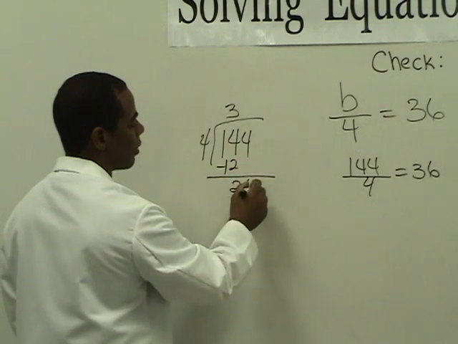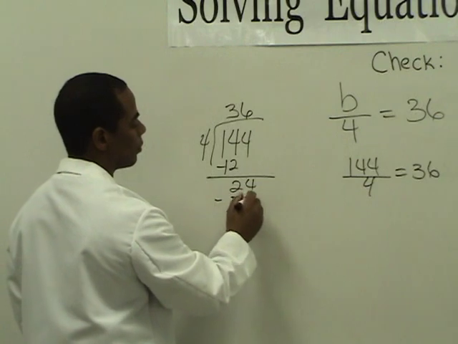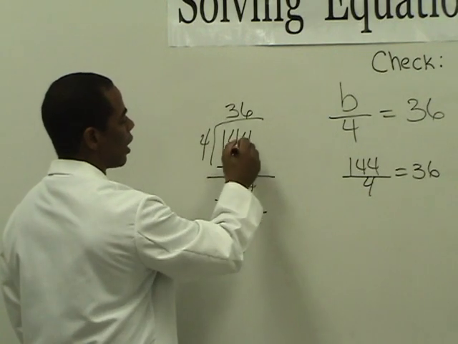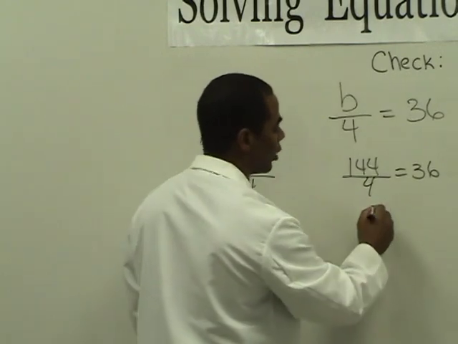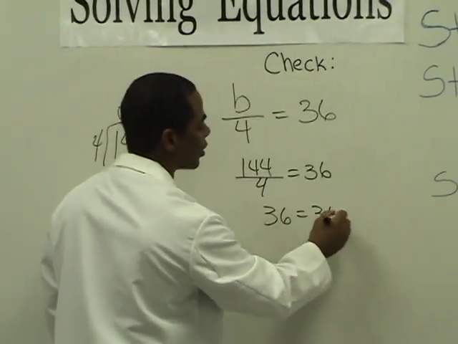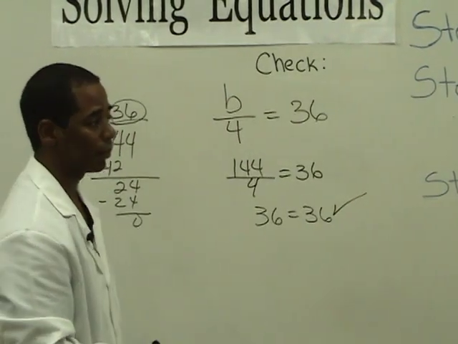2, bring down my 4. 4 goes into 24 6 times. So 144 divided by 4 is 36. So this will be 36 equals 36, which is a true statement. Therefore, I know my answer is correct.